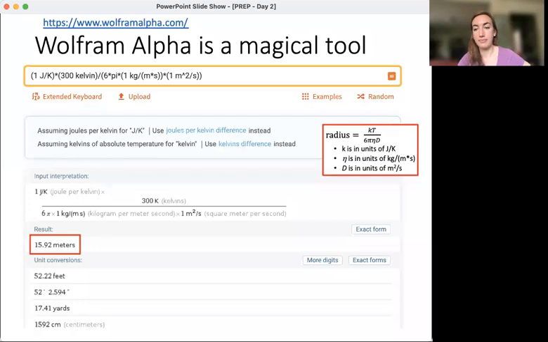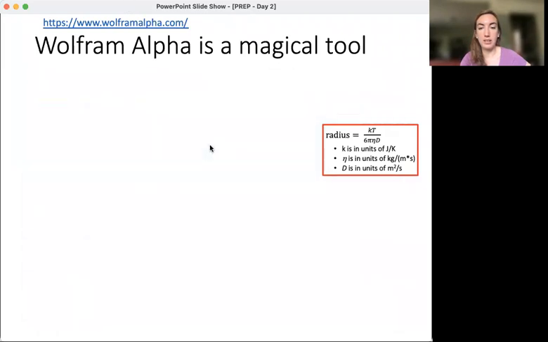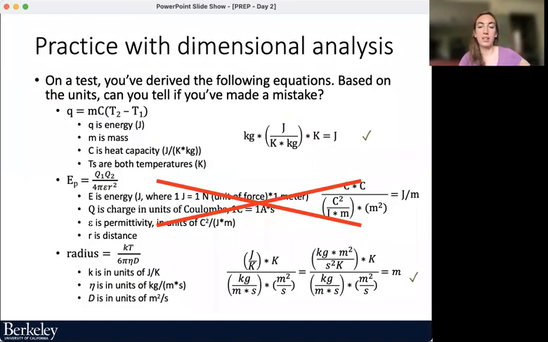Can you walk through C again? Yeah. If I can make it go back. Okay. So the first step always is to just plug in the units that we want to use. And so this K here is in units of joules per Kelvin. So I put that here. The T is in units of Kelvin. So I put that here.